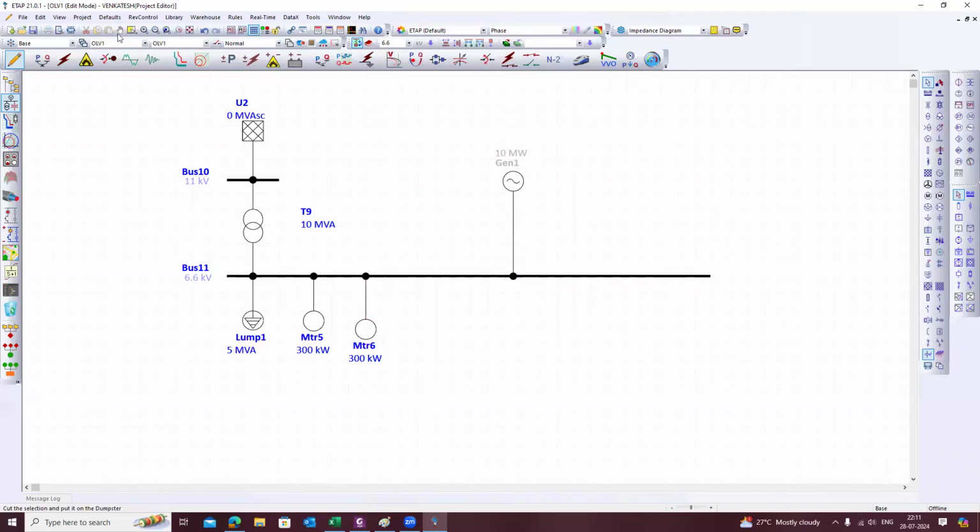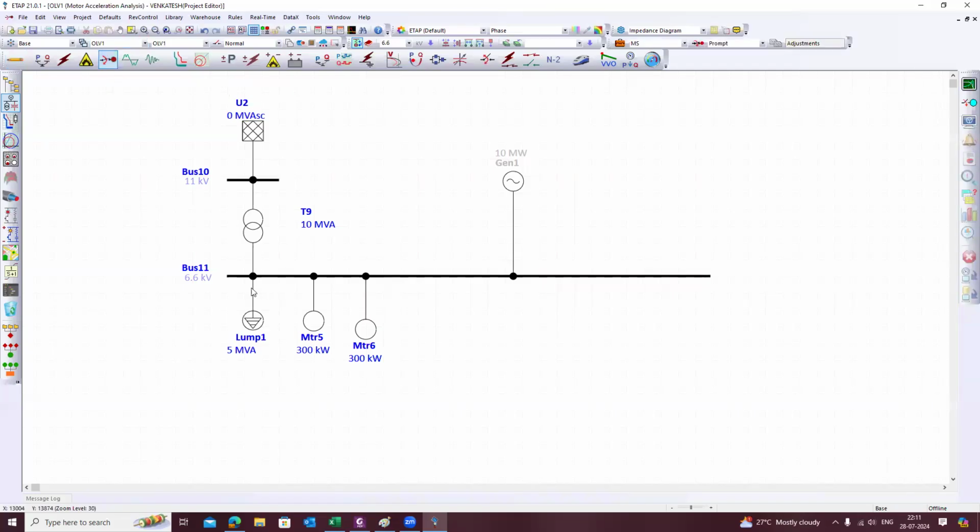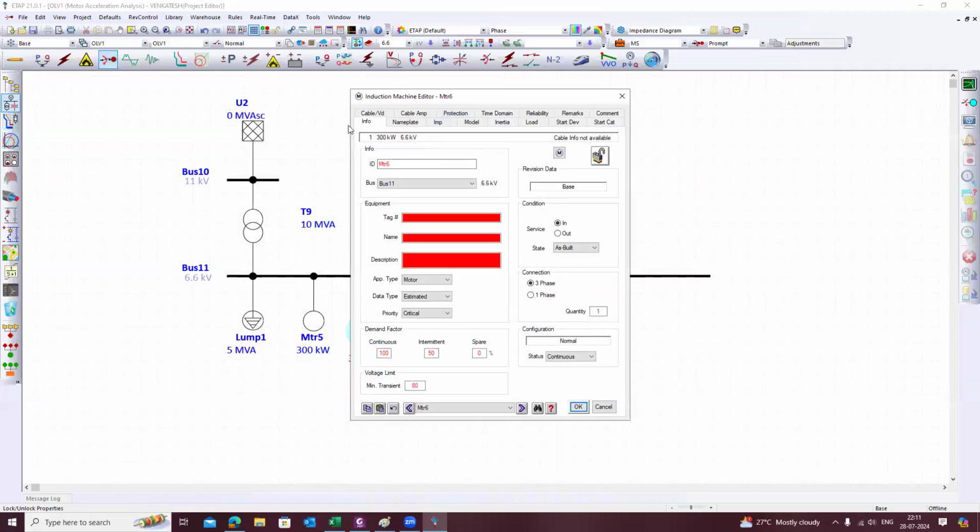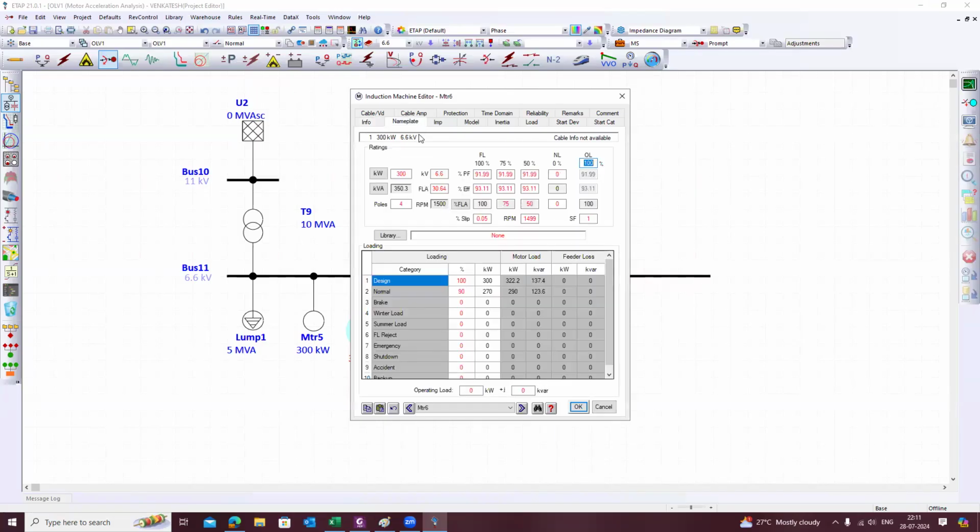For that, you have to go to the motor acceleration study. Before that, you have to give some parameters for the motor. Let me explain the motor modeling here in parallel. The parameters required here: one is the ID of the motor, and the bus to which the motor has been connected. Then you have to give the MV kilowatt rating of the motor and the voltage rating.